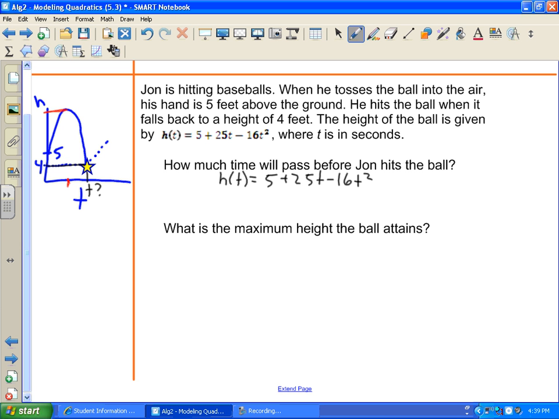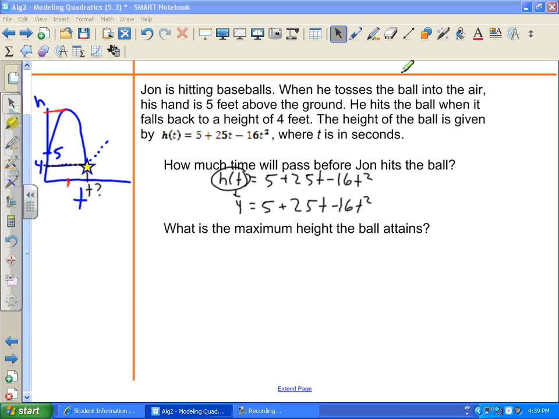Well, this problem is asking me what time is when the height's 4. Isn't that just saying when this height is 4, how long did it take? Yes, that's exactly what it's saying. In fact, that's just another quadratic equation that we have to solve. I'll do it on the next page.